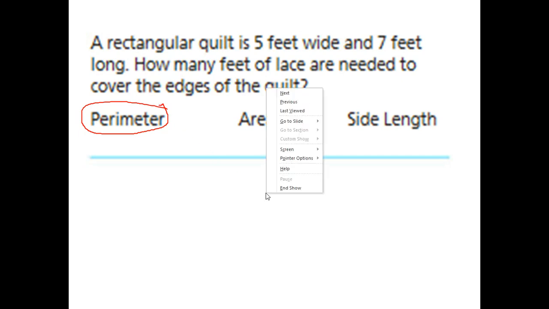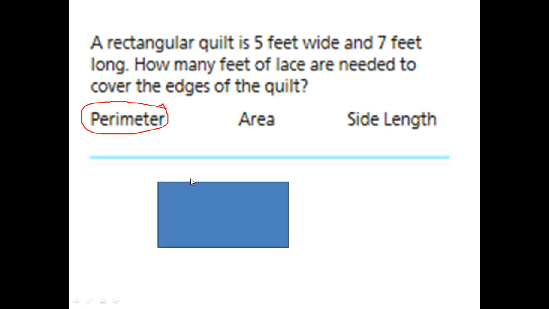Okay, next step is I am going to be drawing a rectangle, so that I can label all this data that this problem is giving me. Okay, so here's my rectangle, and the data is telling me that there are 7 feet long in this rectangle and 5 feet wide in this rectangle.